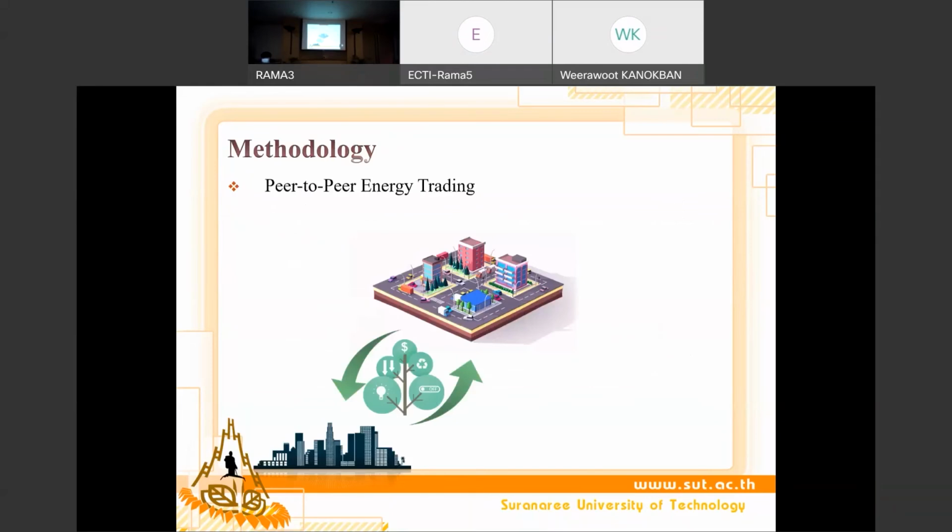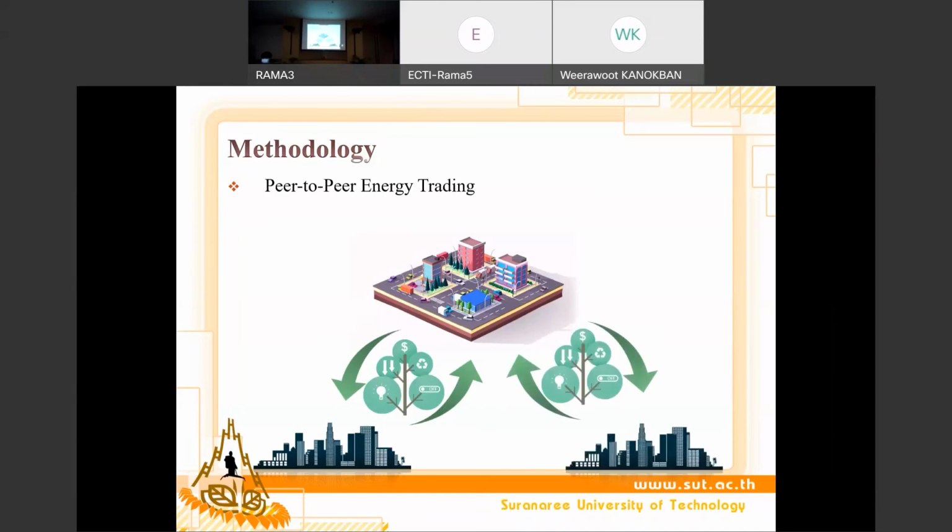Methodology. Peer-to-peer energy trading in the transaction between microgrids is addressed as energy trading between end users. A significant highlight is the prosumer and consumer energy transaction. This means that each end user can be both producer and consumer. In other words, the microgrid consists of the seller and buyer at the same time.